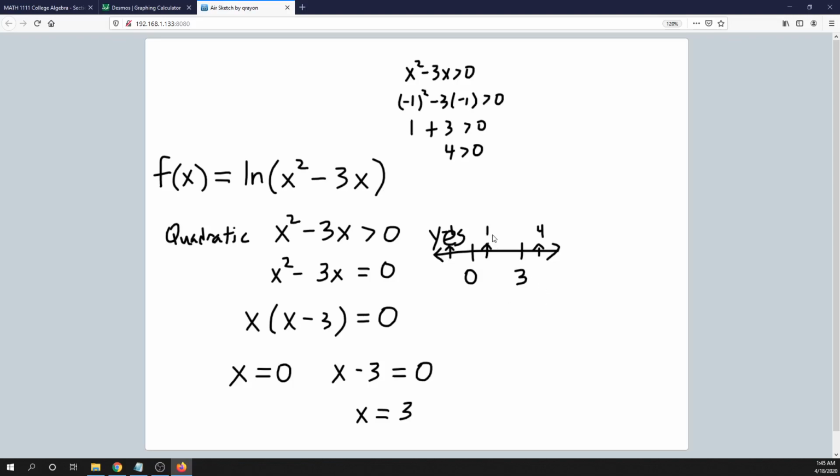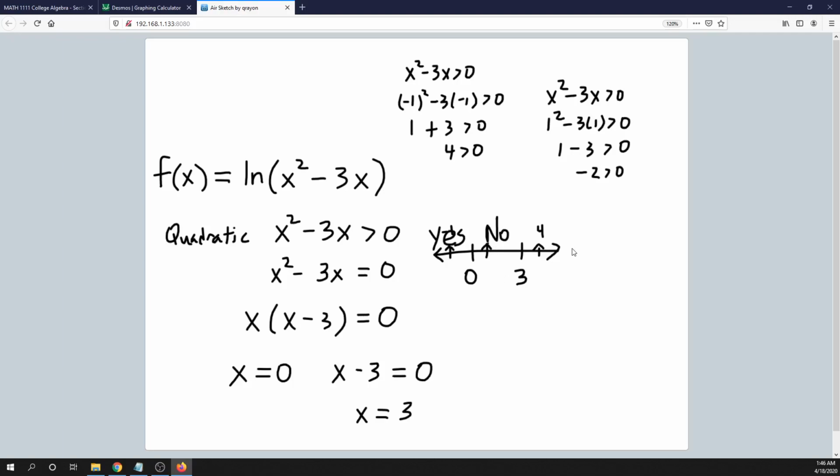Next up, I'm going to test this 1. So I'm going to take the 1 and plug it into the inequality. So when I plug a 1 in, I get 1 minus 3, which is -2. So I get -2 is greater than 0. Well, that's not true. That's false, right? So that means 1 is not a solution of this inequality. That means none of the numbers in between 0 and 3 are solutions.